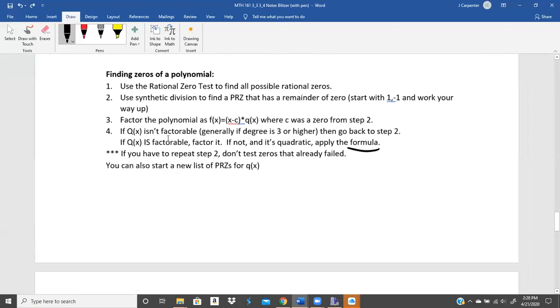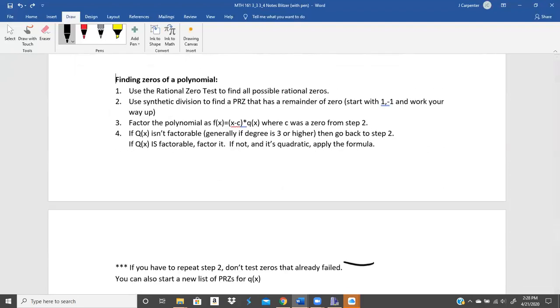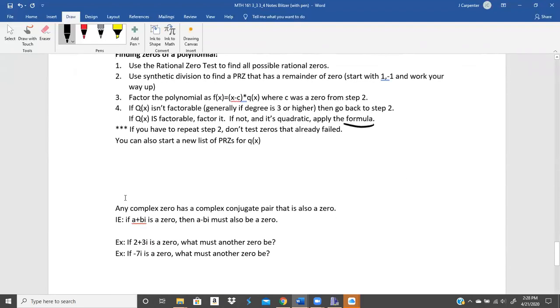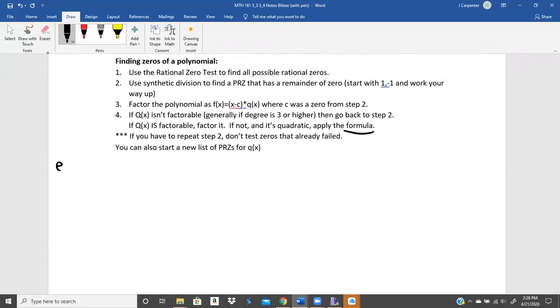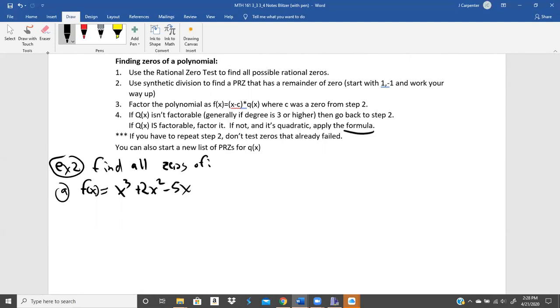So I'm going to try and leave these set of instructions up here for a little bit while we work on this first example. So example 2, one of the ultimate algebra problems, in my opinion. Find all zeros of the function for a. F of x equals x cubed plus 2x squared minus 5x minus 6.